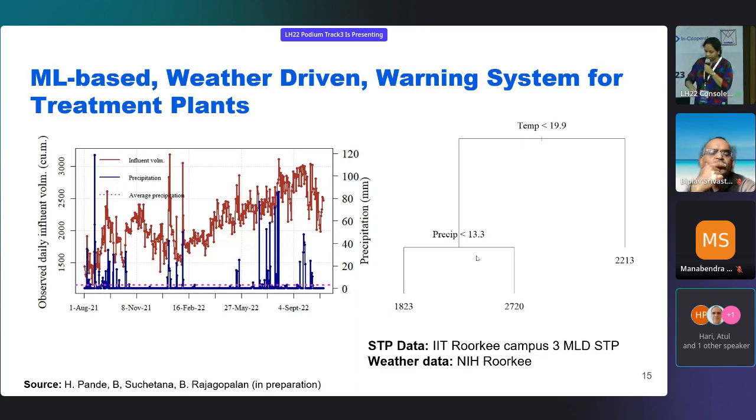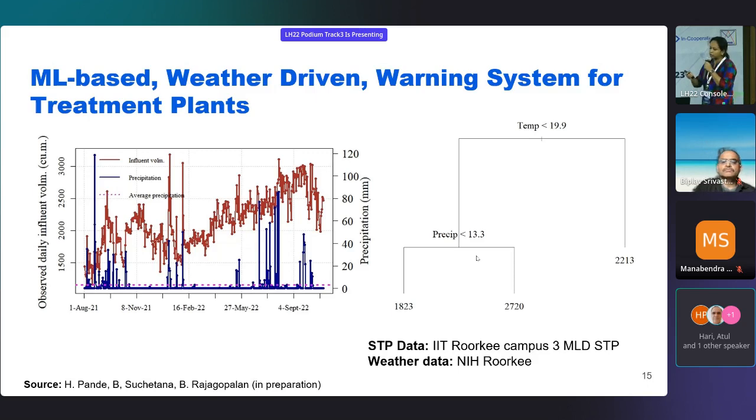And this graph that I have here on the left, the line in red shows the influent flow into the wastewater treatment plant, and the line in blue shows the precipitation levels. What I would like to point out from this figure is that whenever you have a short period of very high intensity rainfall, these spikes in the blue line, you would probably see a spike in the influent wastewater quantity as well.